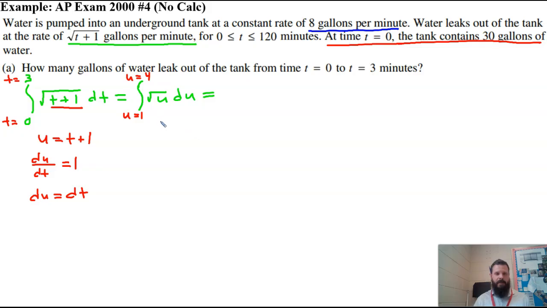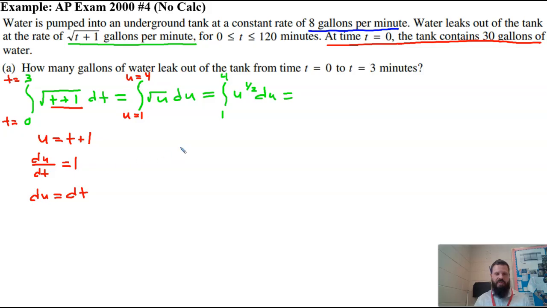So let's integrate. Now I guess I lied. Before I do that, let's rewrite this in terms of exponents instead of roots. So I'm going to rewrite this as the integral from 1 to 4 of u to the 1/2 power du. Just because I've seen this enough that I kind of have it memorized, but I'd much rather switch to this form so I can use my reverse power rule.